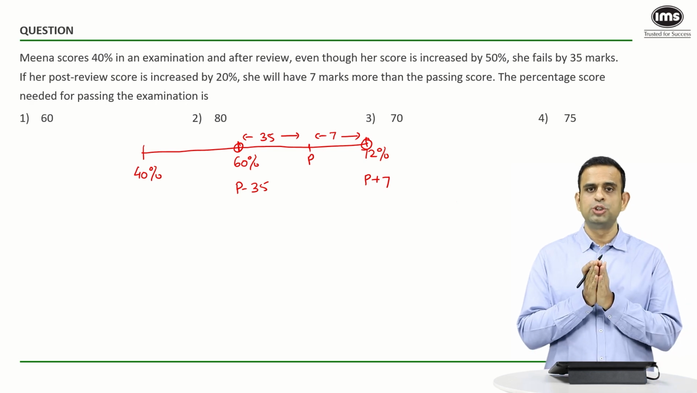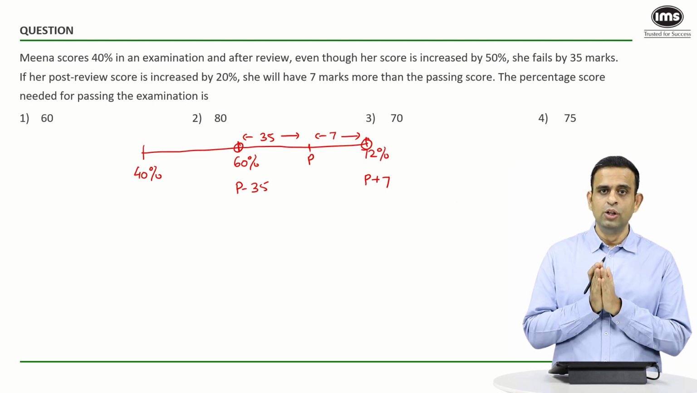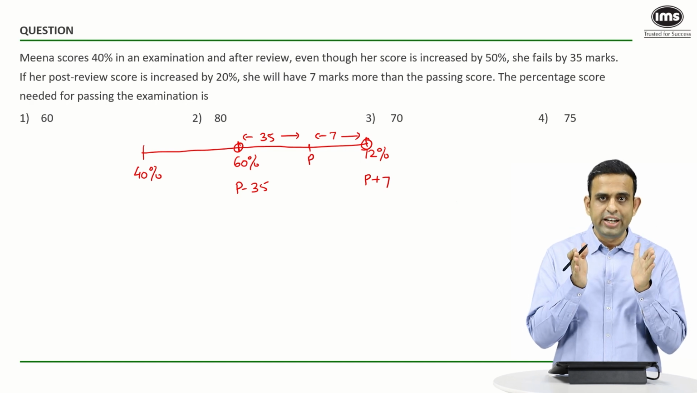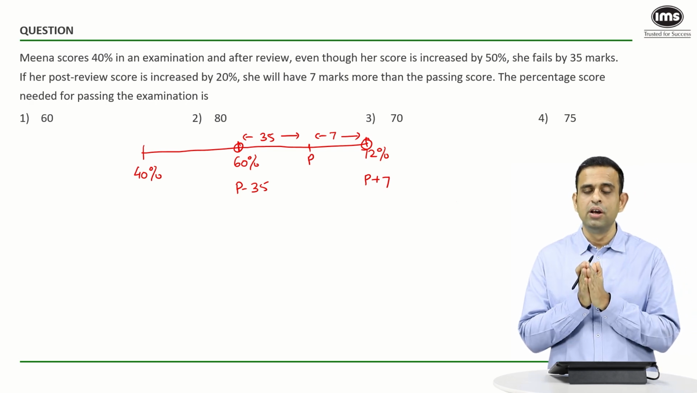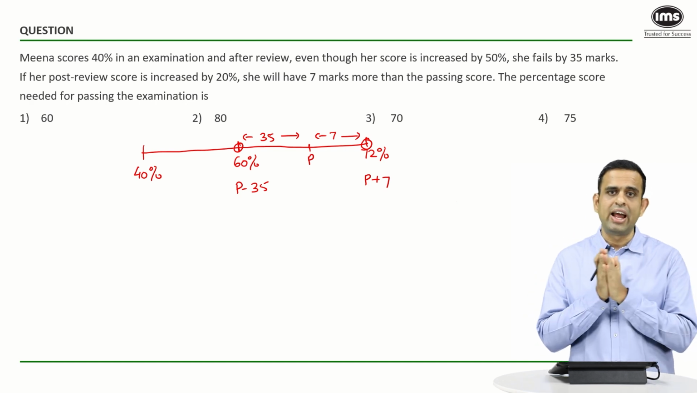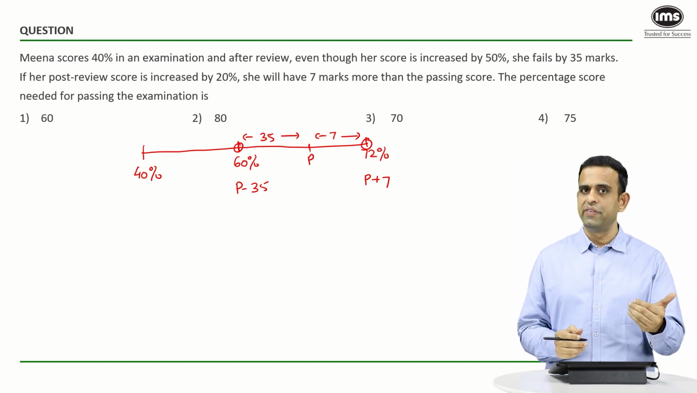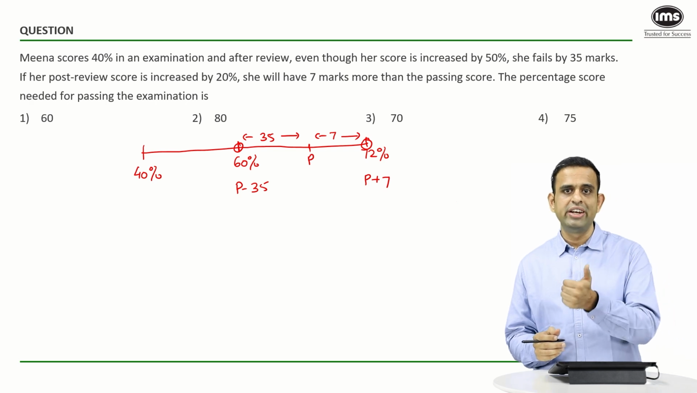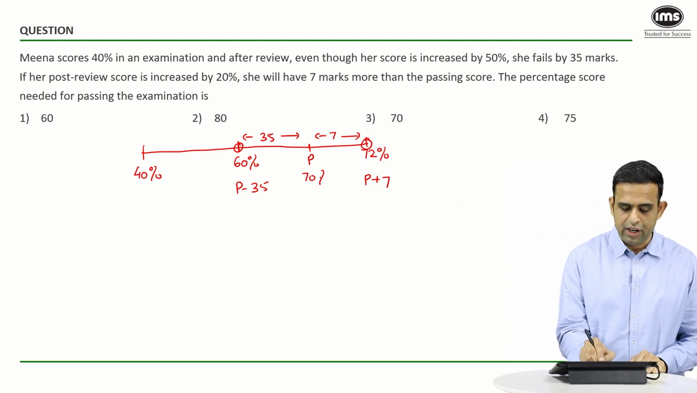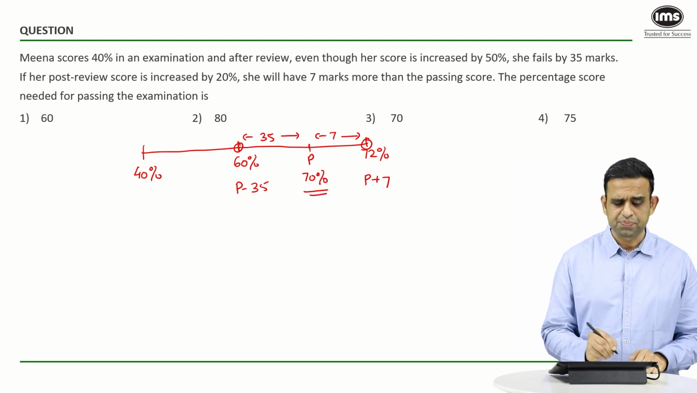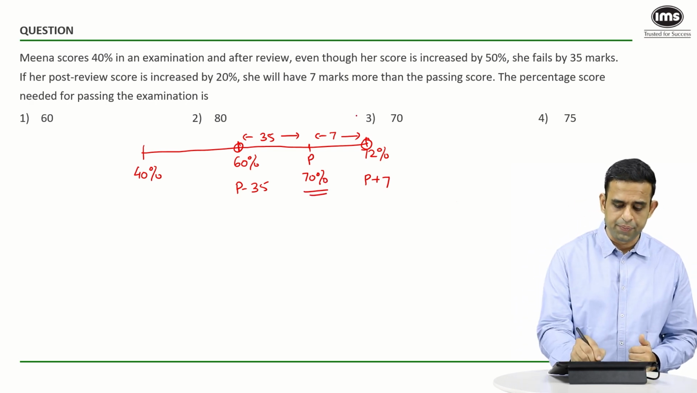If you look at the ratio of 35 and 7, one gets the ratio 5:1. So if I want to divide that 12% in the ratio of 5 parts and 1 part, one gets 10% and 2%. So it has to be definitely 60 plus 10 giving you 70%, or one will get 72 minus 2 giving you 70%. So my passing mark definitely has to be 70%. So the answer for this particular question has to be option number 3 here.